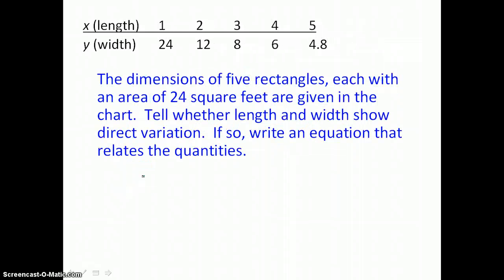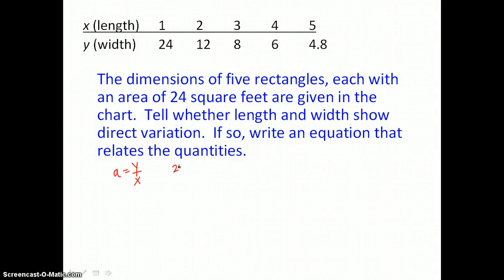The dimensions of 5 rectangles, each with an area of 24 square feet, are given in this chart. Tell whether length and width show direct variation. If so, write an equation that relates the quantities. So again, we'll look for a constant of variation by dividing every ordered pair.